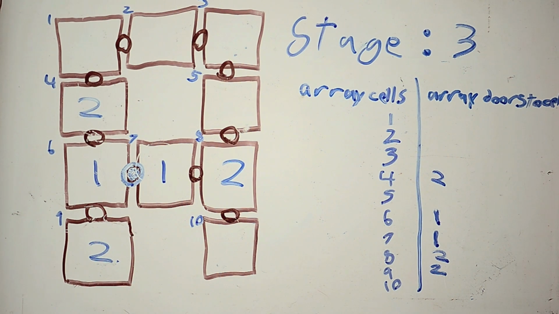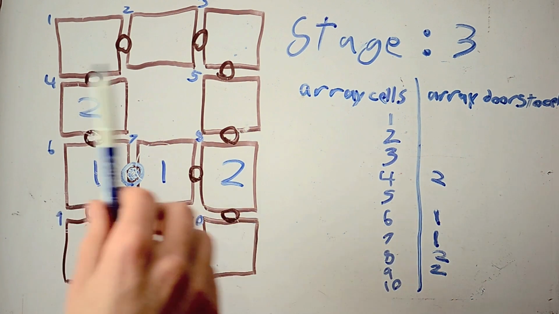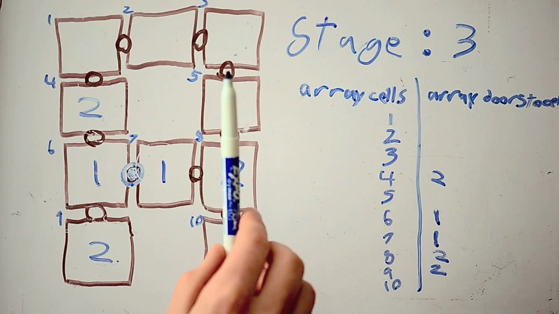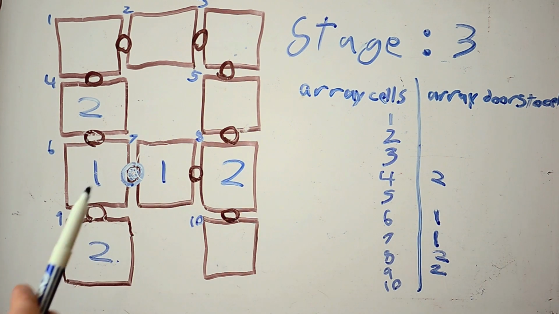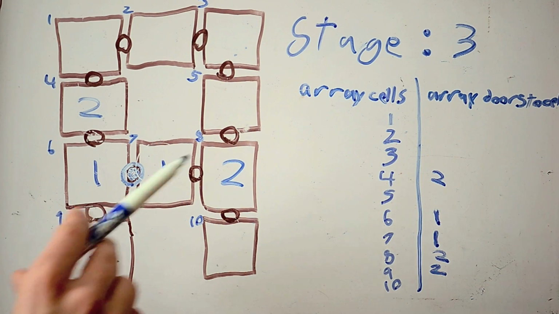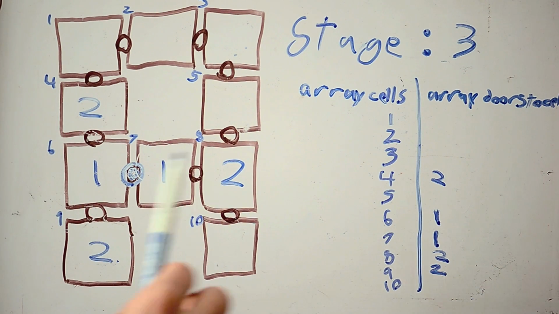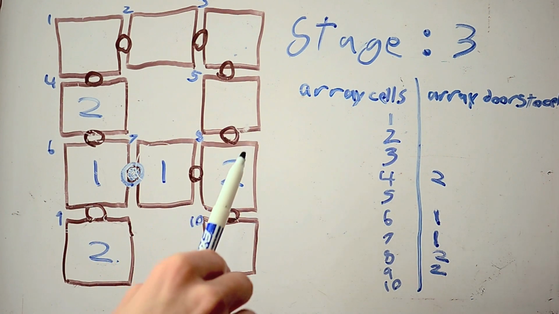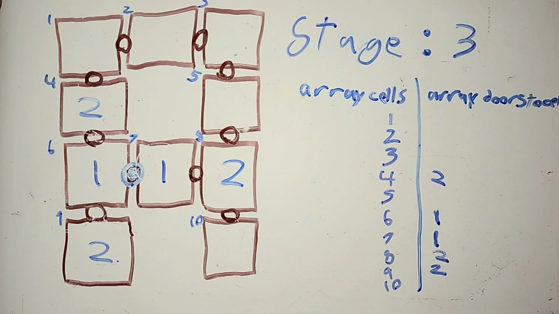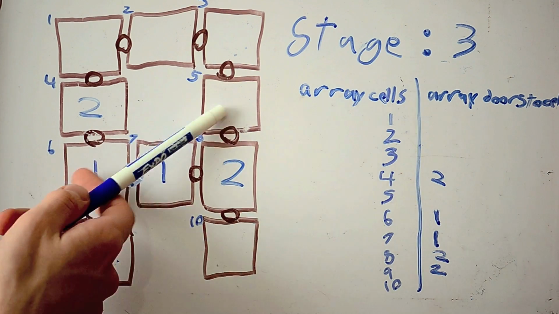Alright, so now we are on stage 3. What we're going to do is look at all of the previous stage 2 cells, which are this one, and this one. And we're going to look at all of the doors attached to those stage 2 cells. So those doors are this door, this door, this door, this door, this door, and this door. Now we need to look at all the immediate cells that are attached to those doors. So we are looking at this cell, this cell, this cell, this cell, this cell, this cell, and this cell.